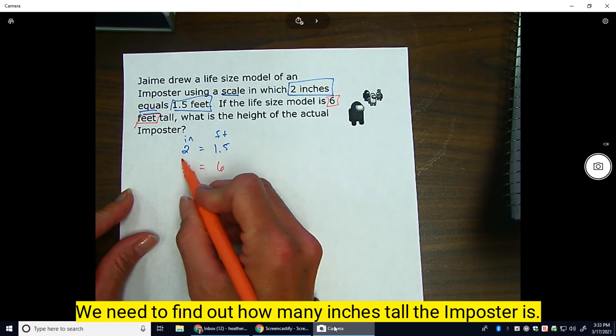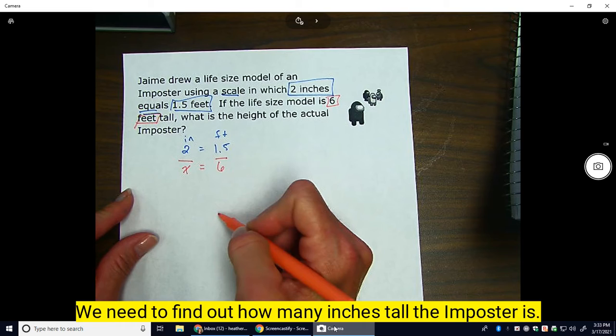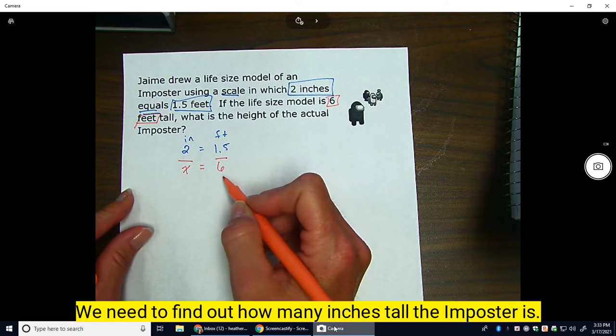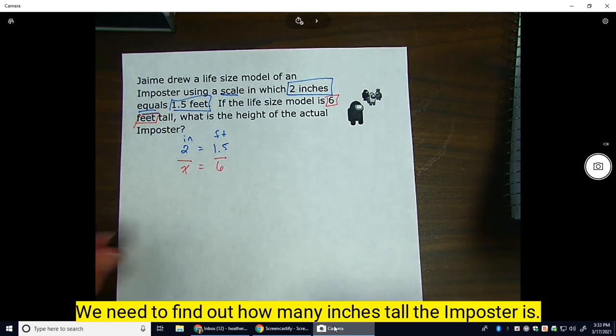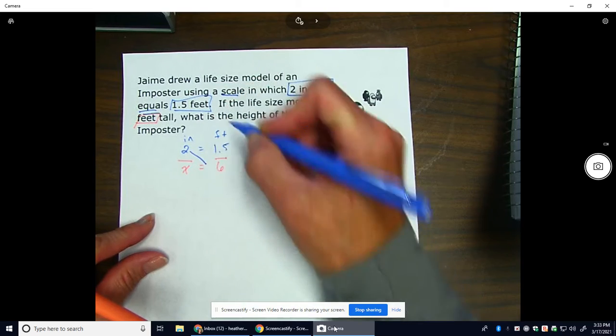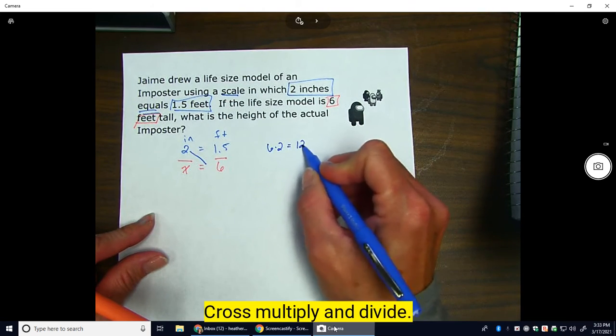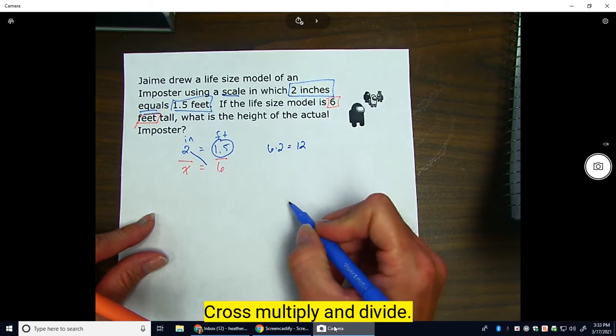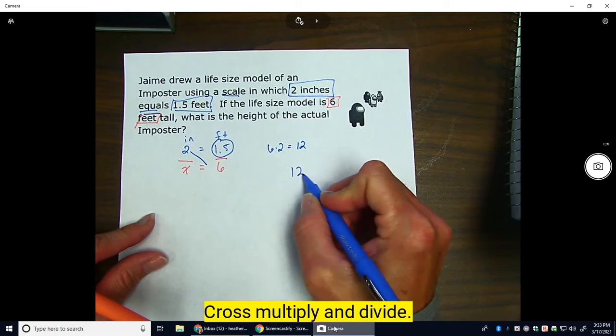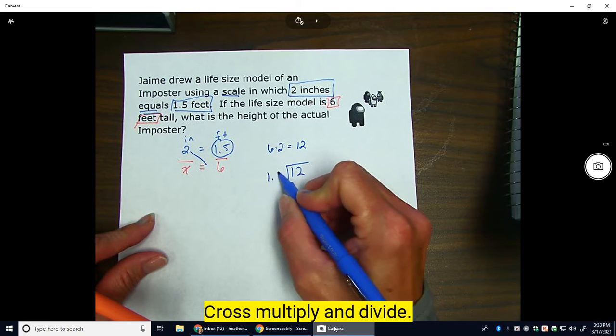So to solve this, we're going to set up this as a proportion. When we do proportions, we cross multiply. To cross multiply, we're going to go diagonal. So 6 times 2 equals 12, and then we divide it by that leftover number. So we're going to do 12 divided by 1.5.